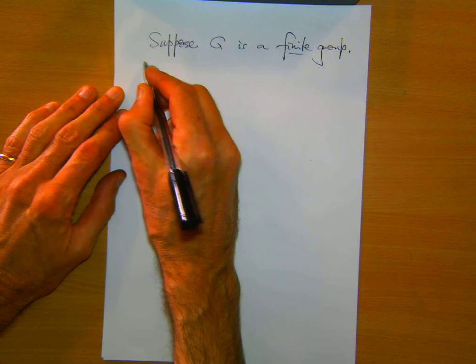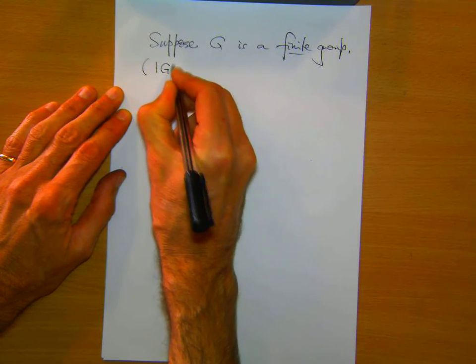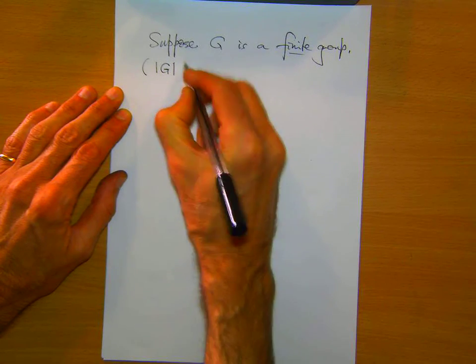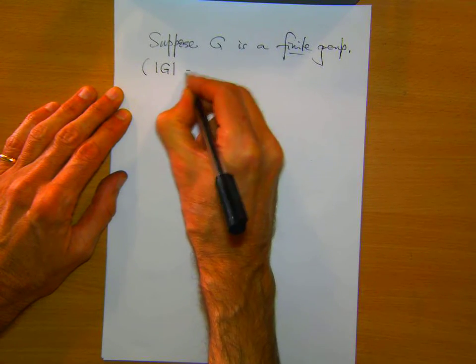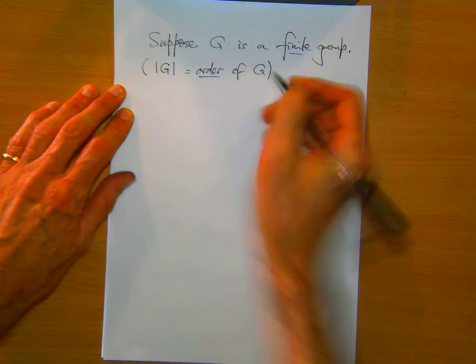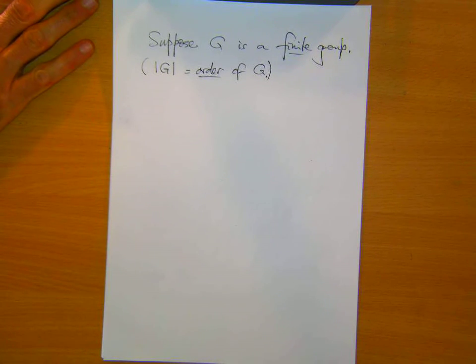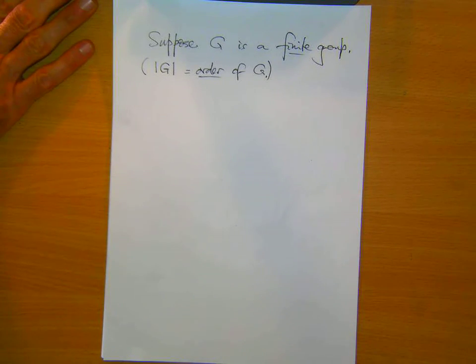By the way, for a set, we tend to use the word cardinality for the number of elements in a finite set, but for a group we tend to call it the order of G. So the number of elements in a group is called the order. That's just historical reasons. For a set you'd say the cardinality, for a group we say the order. But the order of a group is the cardinality of its underlying set. So I'll often talk about the order of a group.